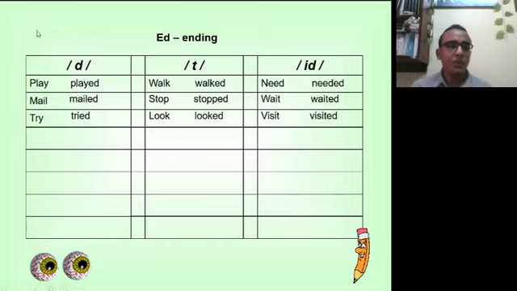So play will be played. We just need to know that we have three pronunciations for the ed ending: D, T, and ed. Play, played. Mail, mailed. Try, tried. Okay? Here, walk, walked. Stop, stopped. Look, looked. Don't say looked with id, it's looked. Need, needed. Wait, waited.